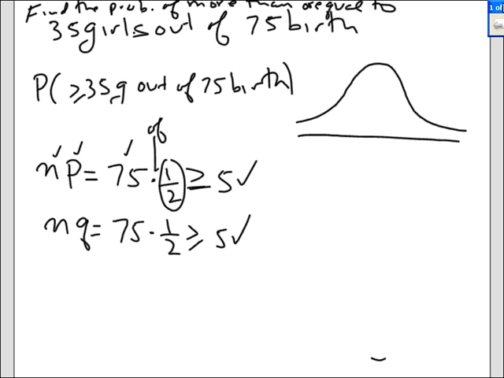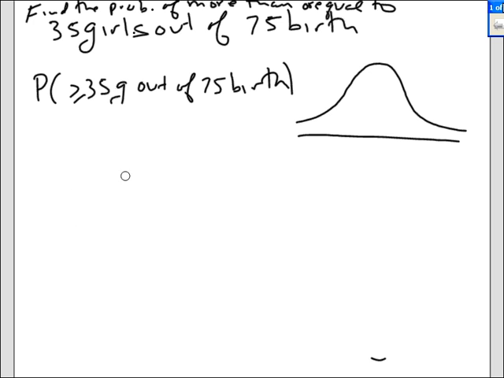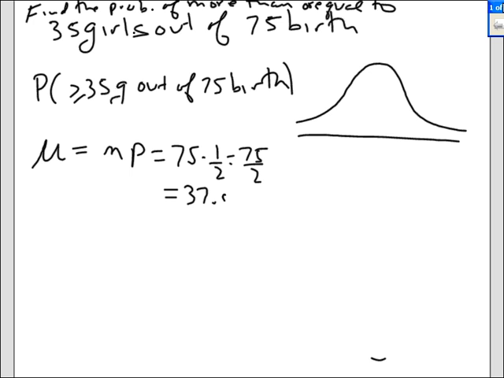And maybe now is when I should have said, let's draw our graph. And we have two other definitions. The mean for these problems is NP. N is 75, P is a half. I just had that on the board. 75 over 2, or 37.5. So that's the mean.